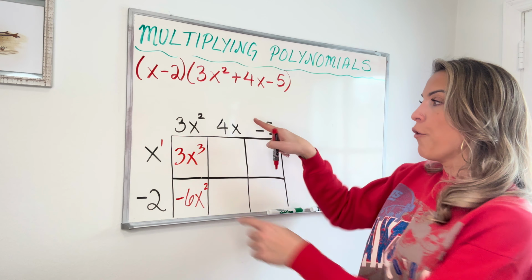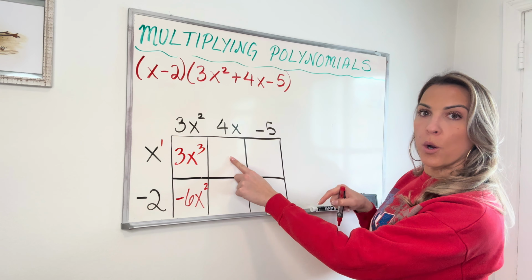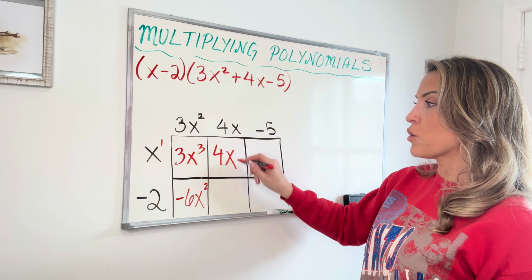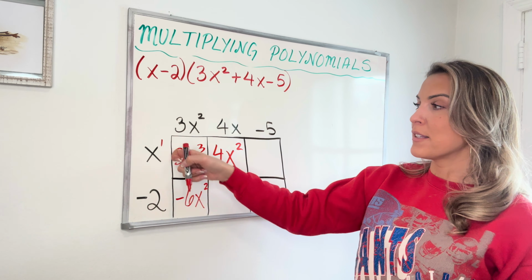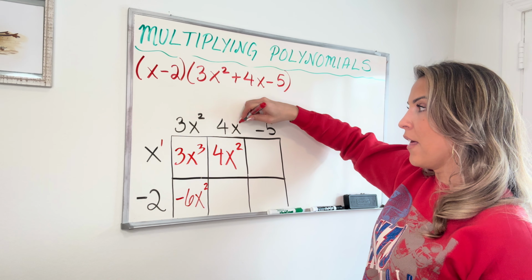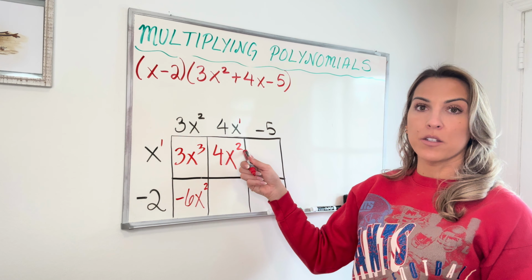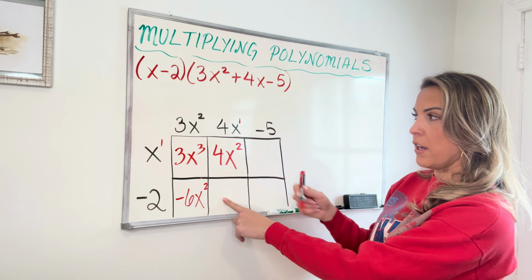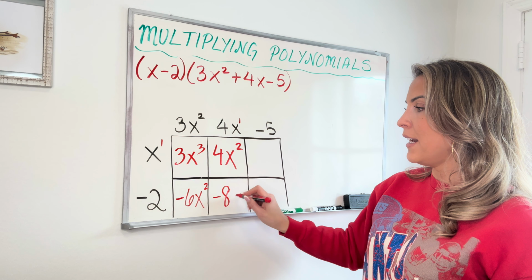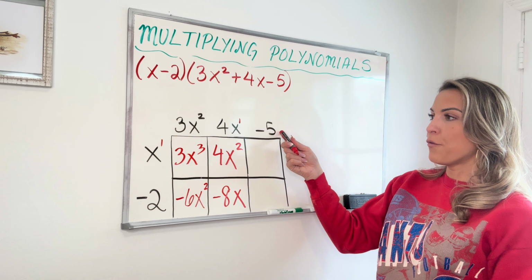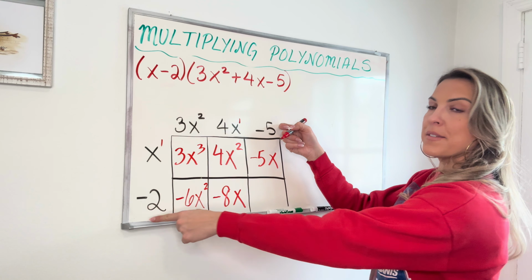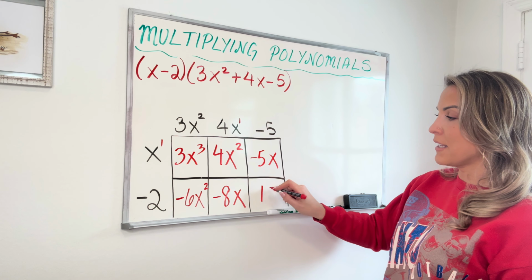Let's keep going. 4x times x, that product will go in this box. So 4x times x is equal to 4x squared. Again, I have to add exponents. This x has an invisible 1, this x has an invisible 1. So that's where that 2 comes from. The product of 4x and -2 is going to go here, and that's -8x. -5 times x is -5x, and -5 times -2 is +10.